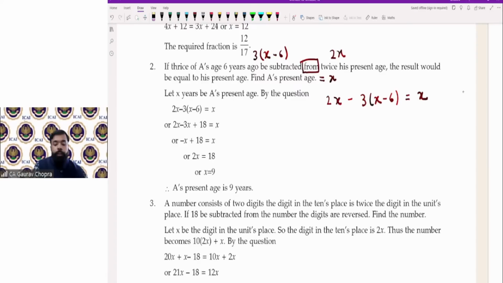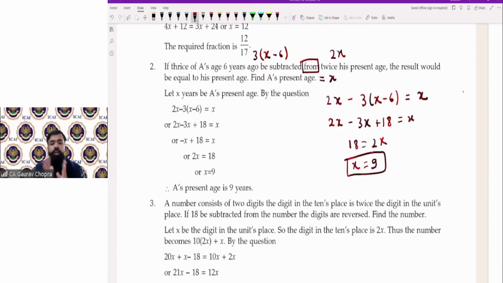Now let's simplify. 2x minus 3x plus 18 equal to x. Now you can see how much we are getting. 18 is equal to 2x. Therefore, value of x will be 9. The present age of A is 9 years. Saloni Sharma has given the answer 9 years. All right. So just you have to make equation in this form.